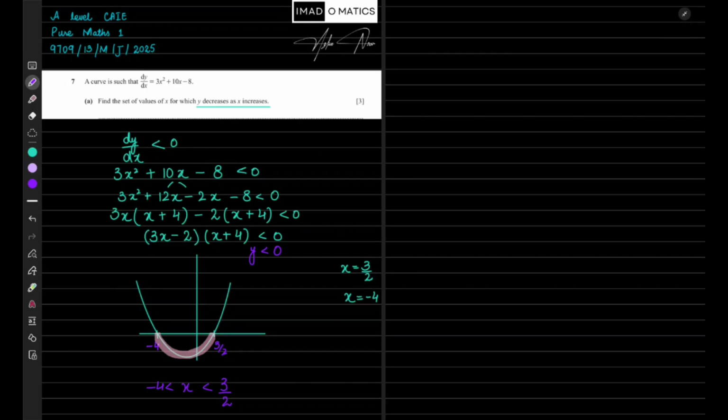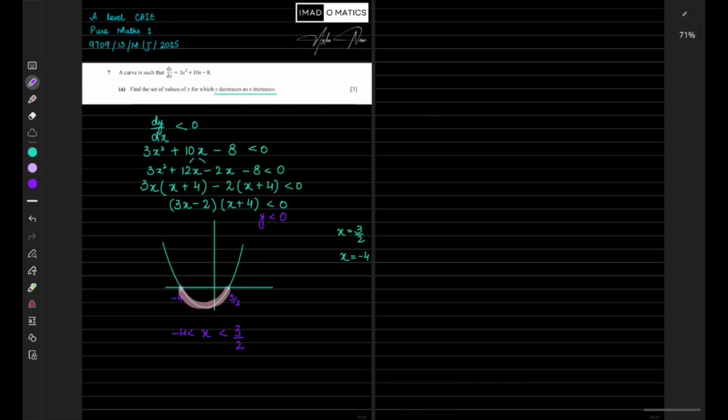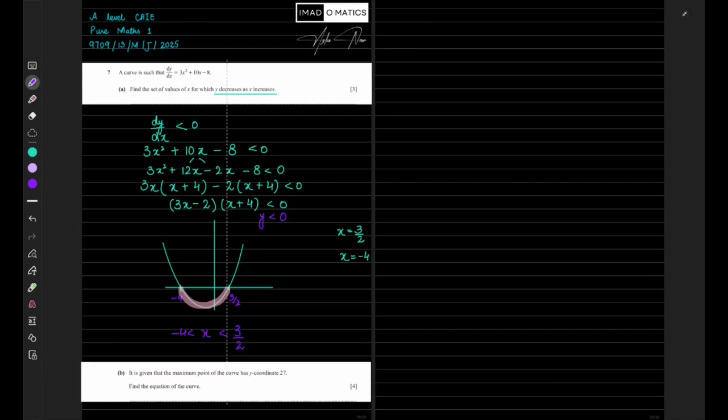I hope you get this question. Now let's do part B of this. Part B says it is given that the maximum point of the curve has y coordinate 27. Find the equation of the curve. Okay, maximum point they have given us. So they are saying find the equation of the curve.